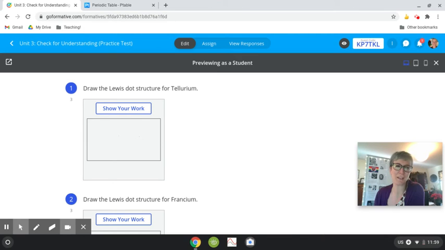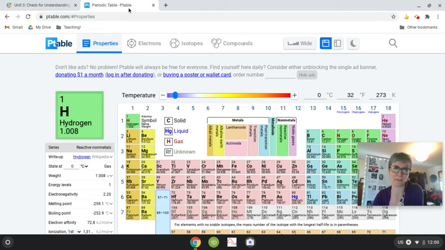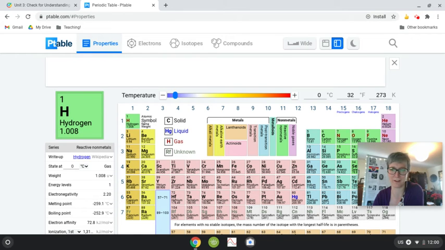Welcome to your answer key for the Unit 3 Check for Understanding practice test. I'm not going to go through a lot of the strategies for how I got to the answer, but I will certainly draw as we go along, flipping back and forth between this practice test and the periodic table to find our answers.